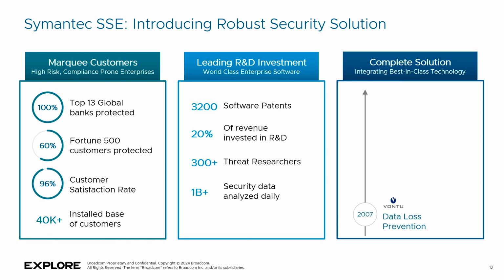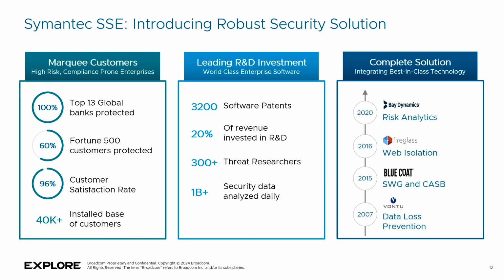And here's kind of the timeline of how Symantec came to be. In 2007, they added data loss prevention through Vontu. In 2015, SWG and CASB through Blue Coat. A lot of folks know Blue Coat. 2016, web isolation through Fireglass, and 2020, risk analytics through Bay Dynamics.